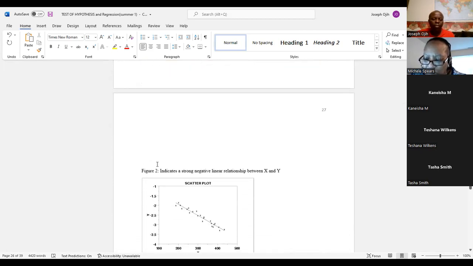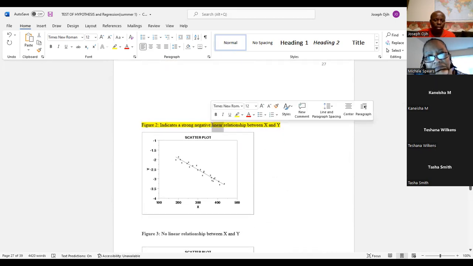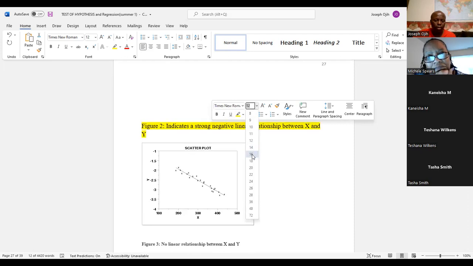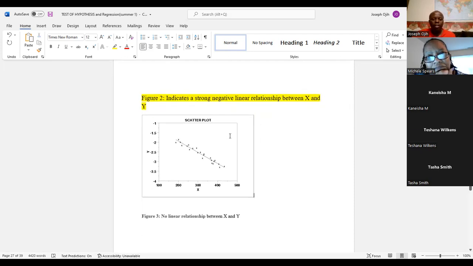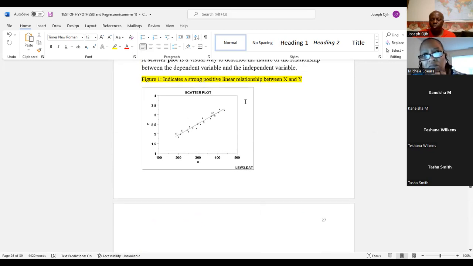If it is trending down, like this one here, it indicates a strong negative linear relationship, because this one is trending down. For the previous one, when x increases, y increases, so it's a positive linear relationship.